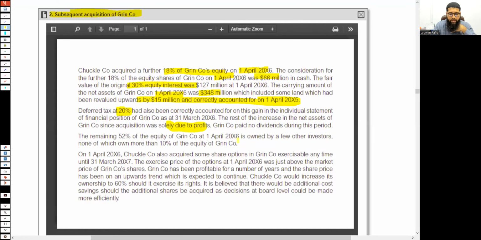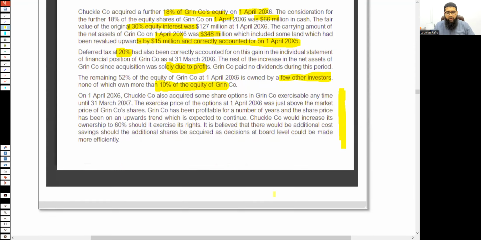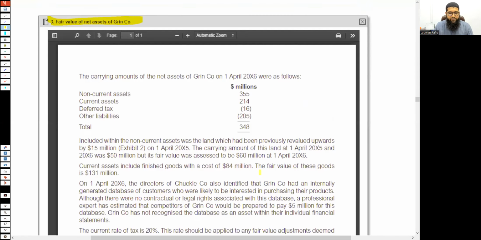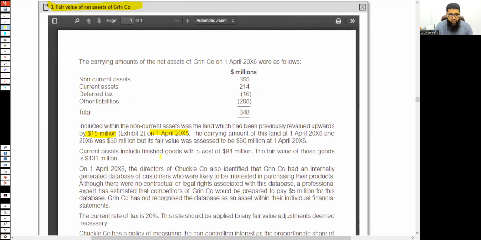The remaining 52% of Green Company at 1st April 6 is owned by a few other investors, none of which own more than 10% of the equity of Green. Now, whatever has happened on 1st April 6, I will discuss later, because right now I'm accounting for 31st March 20X5. Now he's giving you non-current assets, current assets, deferred tax, other liabilities, and so on. Included within the non-current assets was the land which had been previously revalued upwards by $15 million on 1st April 5. The carrying amount of this land was so and so, but this value was assessed to be so and so.